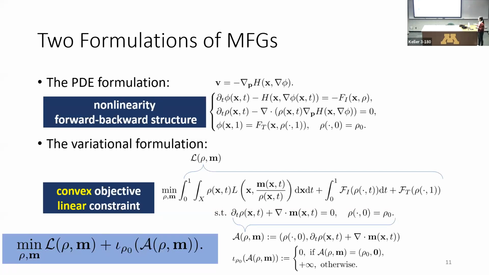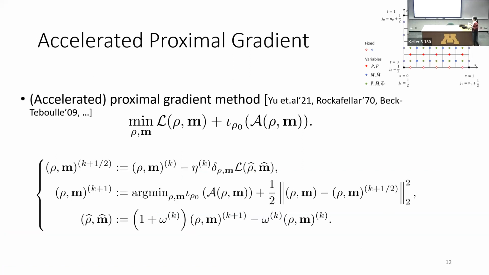Let's make our notation concise. We just write all these terms as the calligraphic L of rho and m, which is a convex term in terms of rho and m, and write this operator A as the constraint, which is a linear operator. Now we want to solve this problem. What we do is very simple: we just do gradient descent with respect to the differentiable part, and do the projection with respect to the constraint.